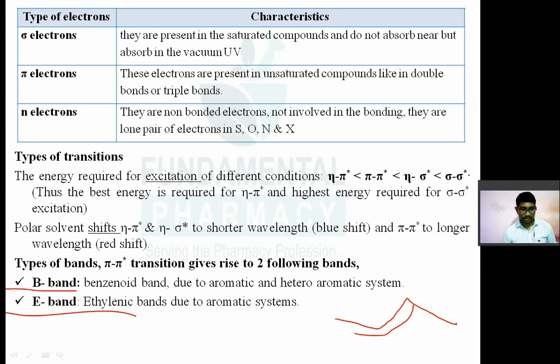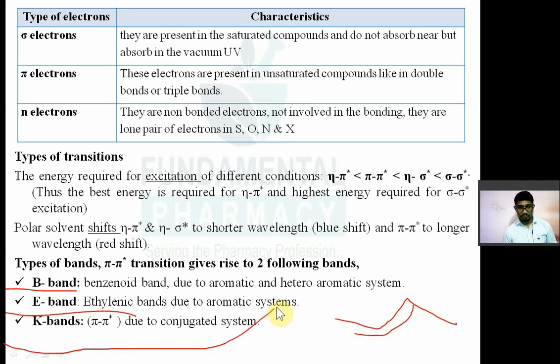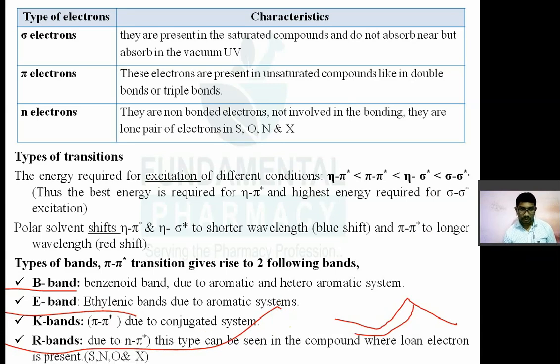And then there is one more band known as K band. K band is due to pi to pi star conjugated system. And there is one more known as R band. R band is due to n to pi star transition.